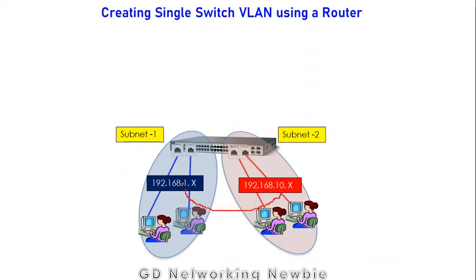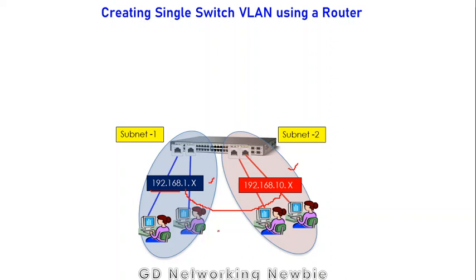One is in .1 and that one is .10. So this number differentiates that they are part of different subnetworks. And this X shows that these are the host portion of the IP address. So 1, 2, 3 in this way. Anyway, so this VLAN is in one subnet. This VLAN is in another subnet. So they are in different subnets.